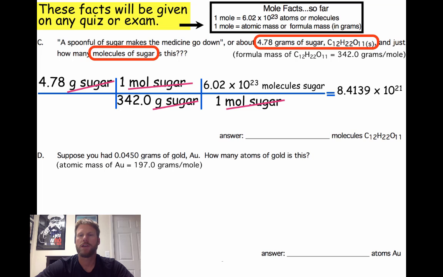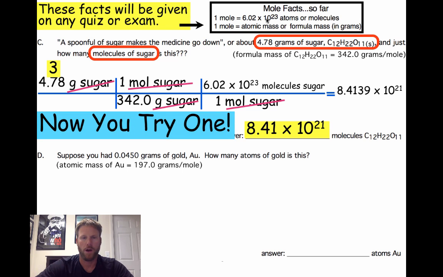So that's the number you get when you plug it into your calculator, but that would be the incorrect answer because it has the wrong number of sig figs. Go back to the number given to you in the problem. We have 3 sig figs in our number that we started with, so our answer can only have 3 sig figs. So the correct answer is 8.41 times 10 to the 21st molecules of sugar.